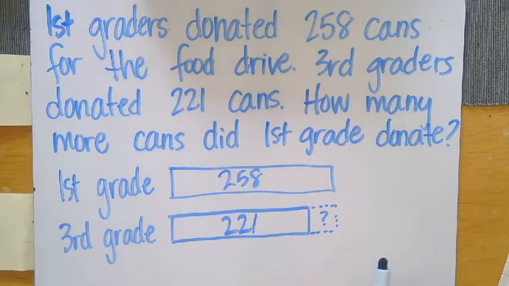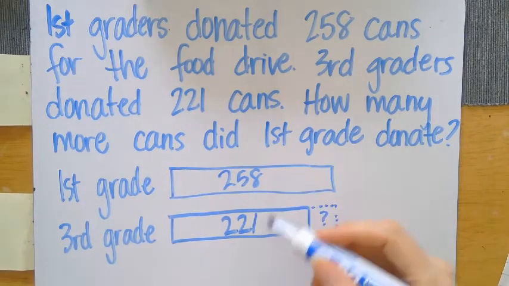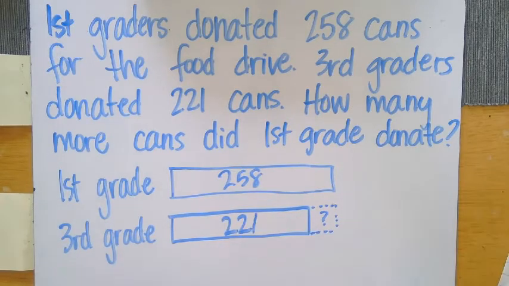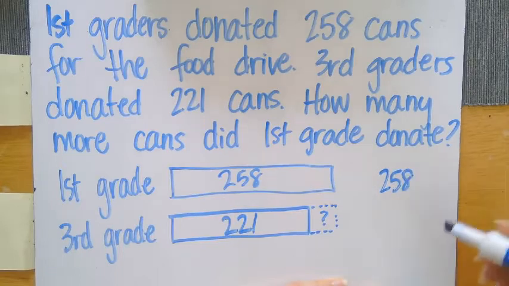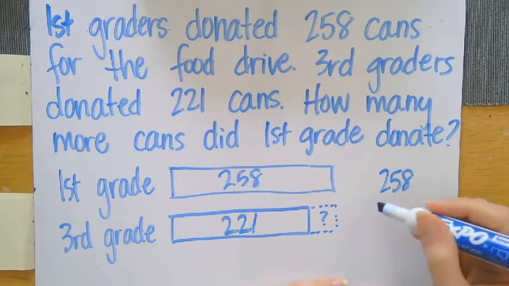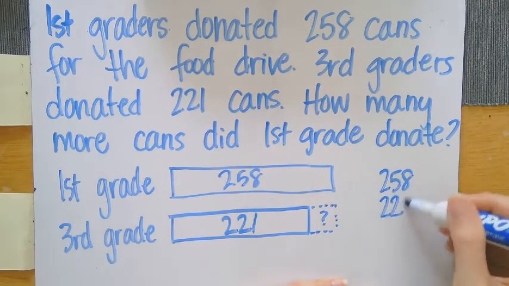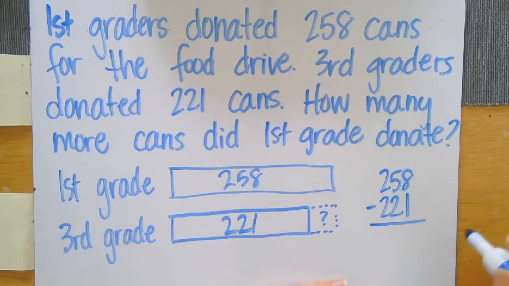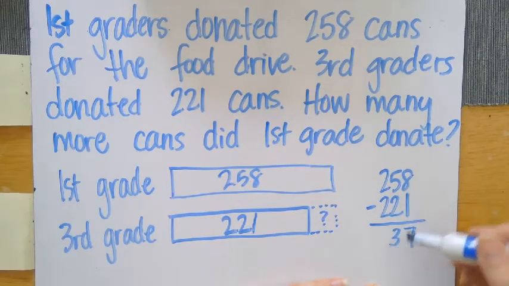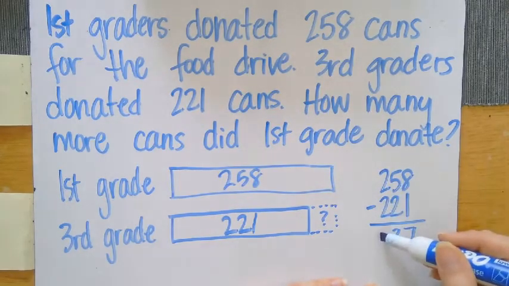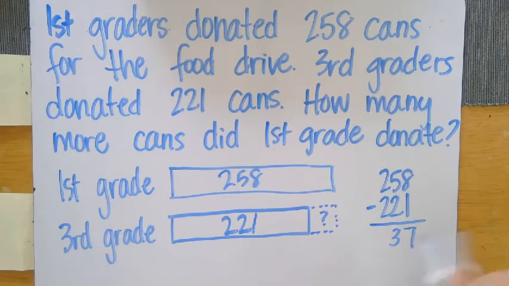Or, yeah, it sets up as a nice subtraction problem also. So if we take, again, that greater number, which is 258, and put the smaller number, 221, and then subtract. 8 minus 1 is 7. 5 minus 2 is 3. 2 minus 2 is 0. Okay, subtraction problem.